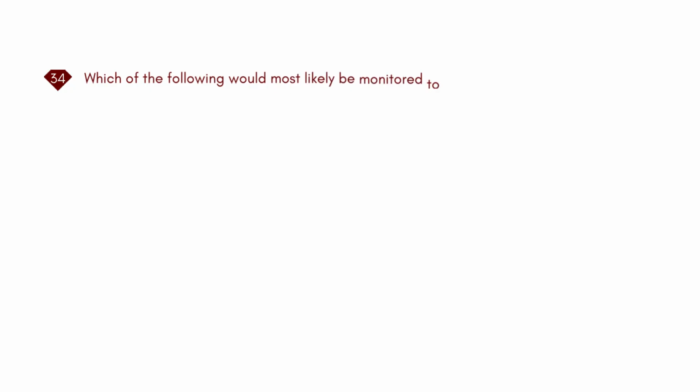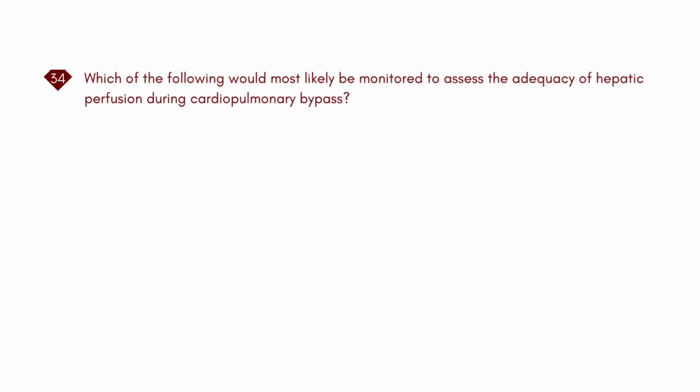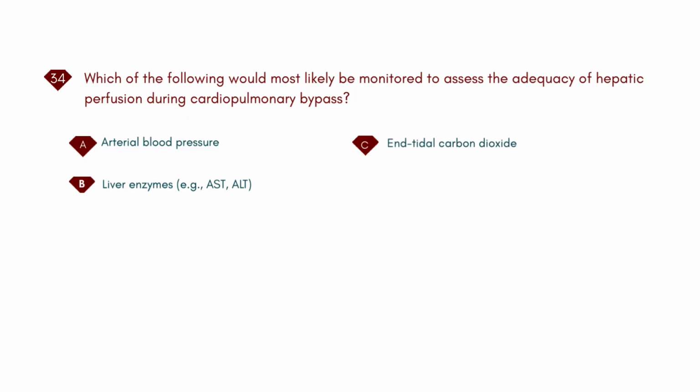Which of the following would most likely be monitored to assess the adequacy of hepatic perfusion during cardiopulmonary bypass? A. Arterial blood pressure. B. Liver enzymes, e.g., AST, ALT. C. End-tidal carbon dioxide. D. Urine output. Answer: B. Liver enzymes, e.g., AST, ALT.